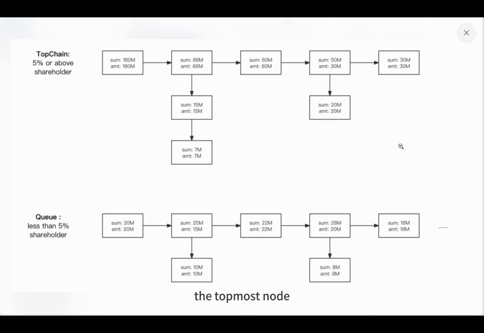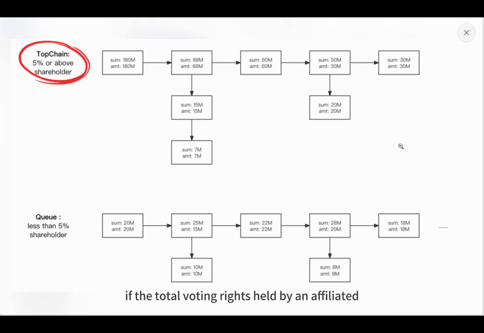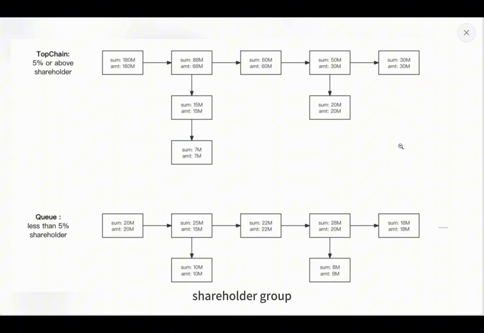The topmost node, which connects both to the horizontal main chain and to the downward vertical branch chain, is the representative shareholder of this affiliated shareholder group. We can also call this the representative of the affiliated group. Now let's look at the top chain. If the total voting rights held by an affiliated shareholder group reach or exceed 5% of the total voting rights of the entire company, the system will place this group into the top chain, the upper linked list, and perform dynamic ranking of their voting rights.